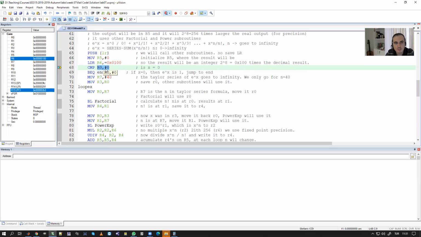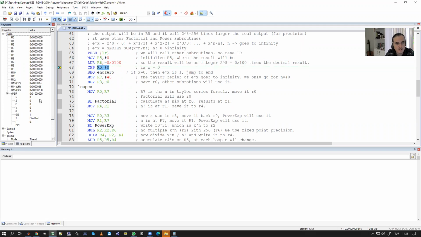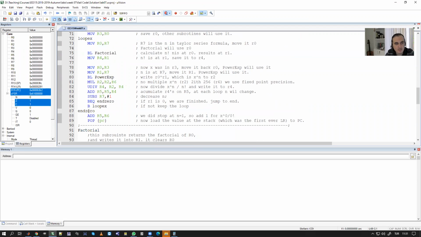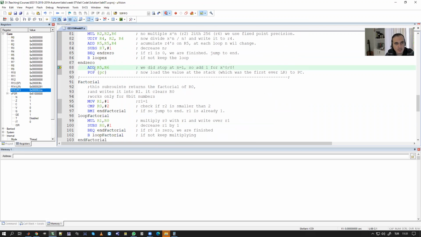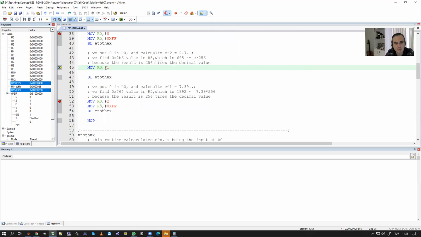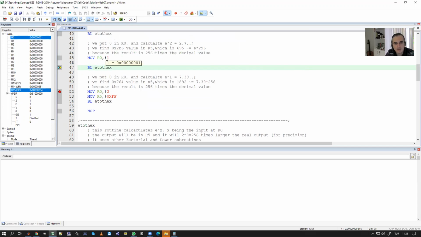I compare R0 with 0. If R0 is 0, yes, the Z flag is 1, because 0 minus 0 was 0. They are the same, so I jump to end 0. I'm adding the value R6, 256, here, and I retrieve the LR value to PC. Now at R5, you have 1. Actually, it is 256, but it's 1 times 256. Good. I change the value to R0. I go in again.